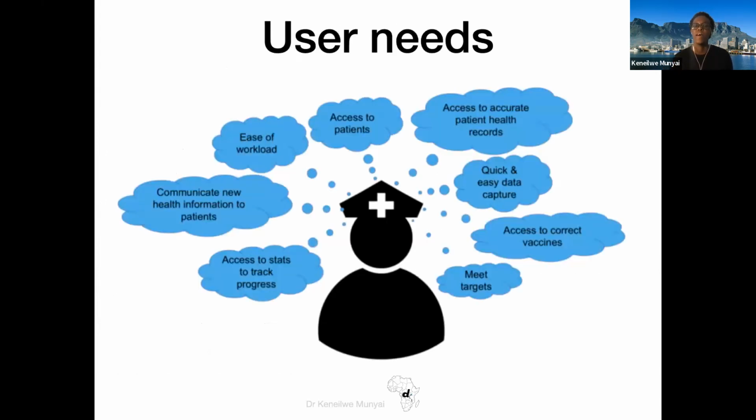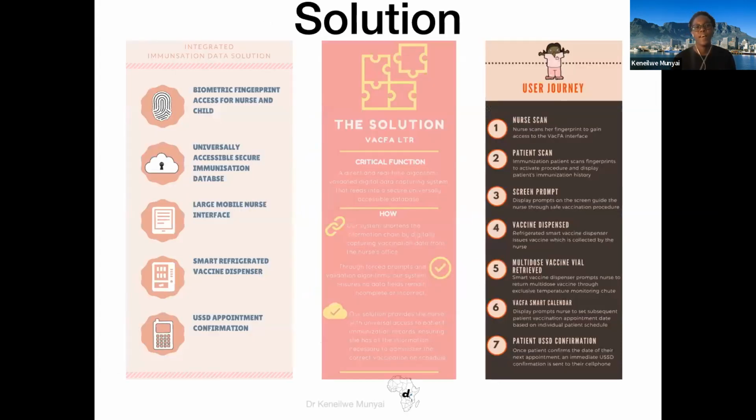And what they proposed as a solution is basically an app. And these are some of the benefits of the app that they thought the app would have. And this is the final solution that they proposed. So a fingerprint access nurse and child platform, or what they call the integrated immunization data solution. And basically it can be accessed universally, and it has a large mobile nurse interface, and it's also linked to other components.